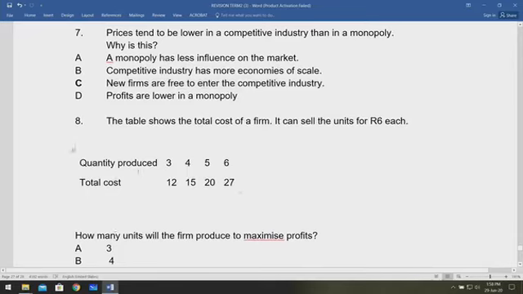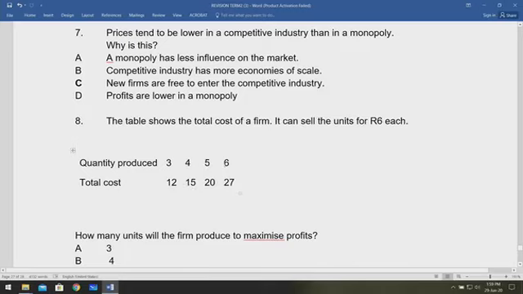3 times 6 is 18. 18 minus 12 is 6. 4 times 6 is 24. 24 minus 15 is 9. 5 times 6 is 30. 30 minus 20 is 10. 6 times 6 is 36. 36 minus 27 is 9.